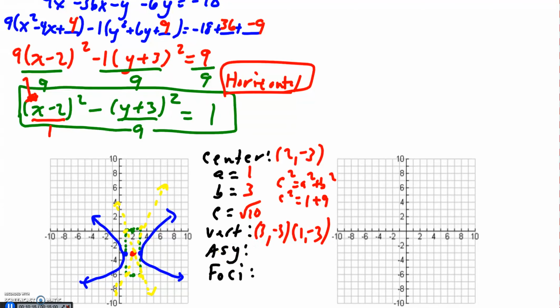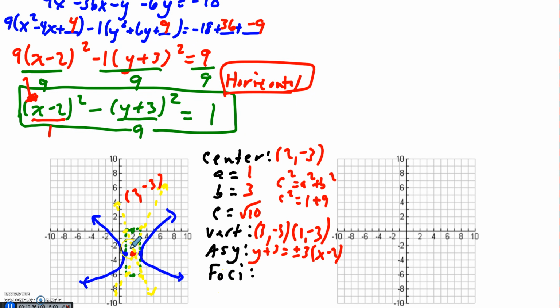My asymptotes would be, let's see, the center is at 2, -3. So it would be y plus 3 equals plus or minus. My slope is rise over run, up 1, 2, 3 over 1. So plus or minus 3 times x minus 2.